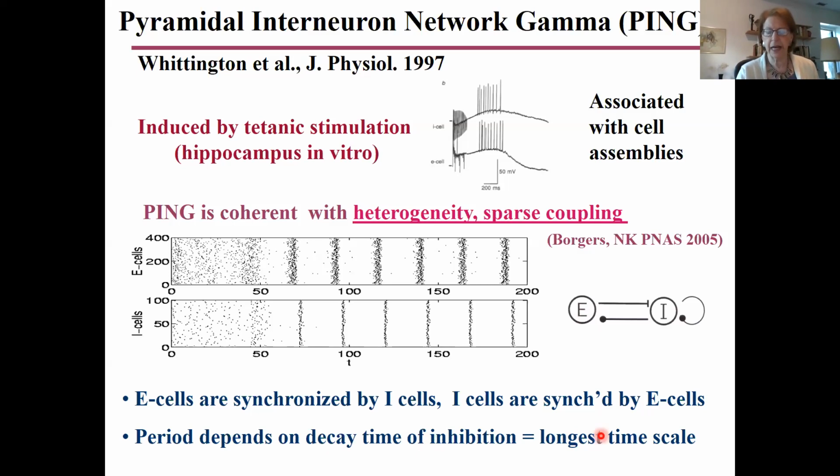You can see that there's nothing else in this network that has a longer time scale, which will be important to us. If you now have a whole lot of cells, here we have 400 E cells and 100 I cells, and you start them off completely randomly, even if the network is heterogeneous in its parameters and has very sparse coupling among the E and I cells, it will self-organize into this gamma rhythm very, very quickly. The mathematics behind that is in a paper with Christoph Borgers.